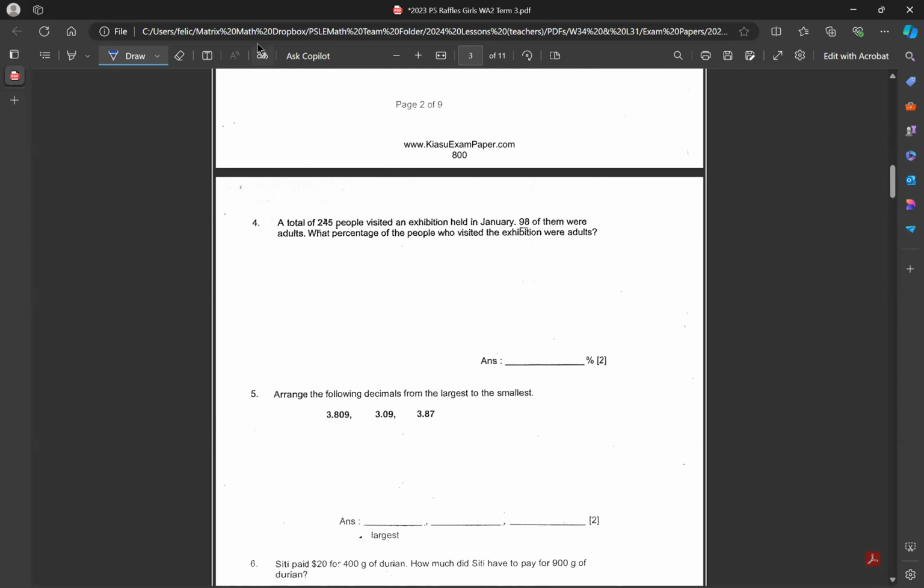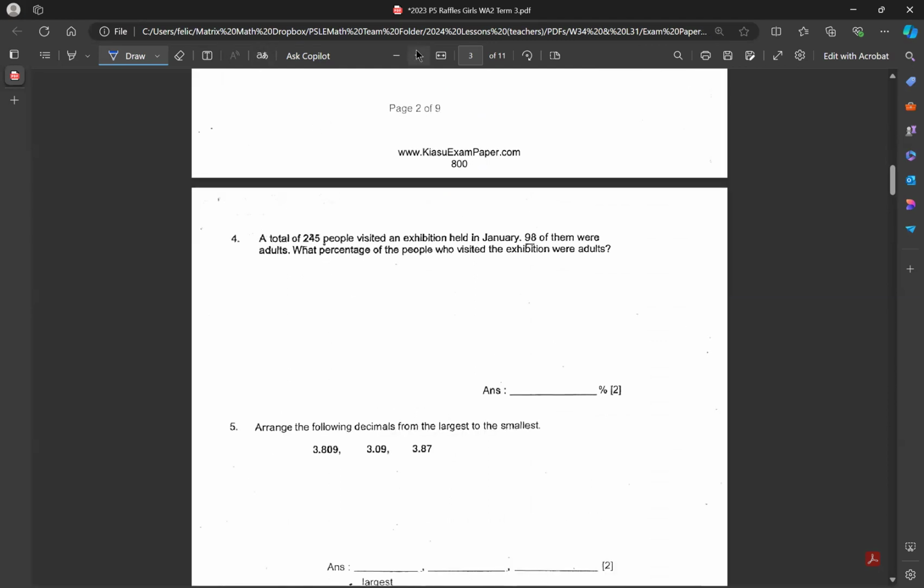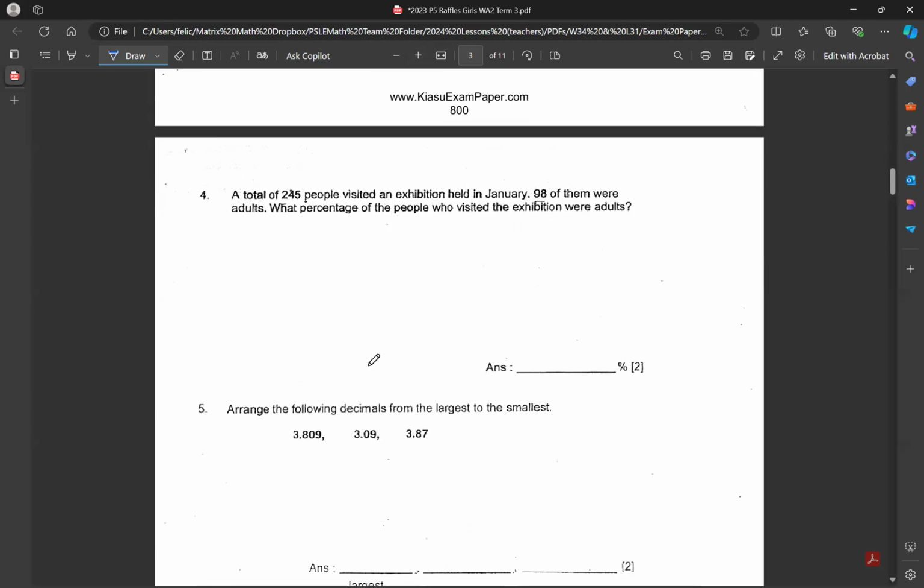Okay, question 4. A total of 245 people visited an exhibition. 98 were adults. What percentage of the people who visited were adults? So for questions like that, when it asks you for what percentage, the first thing you should focus on is to create a fraction first.